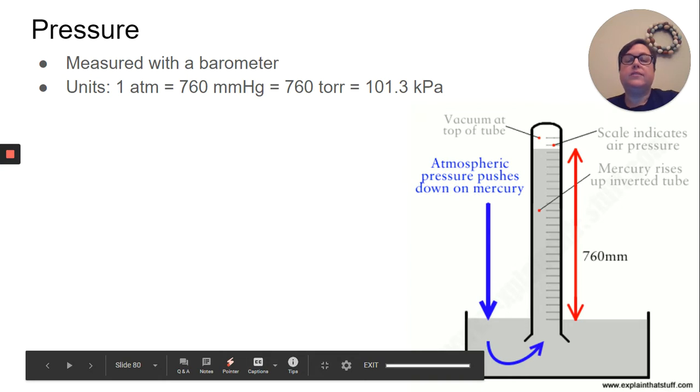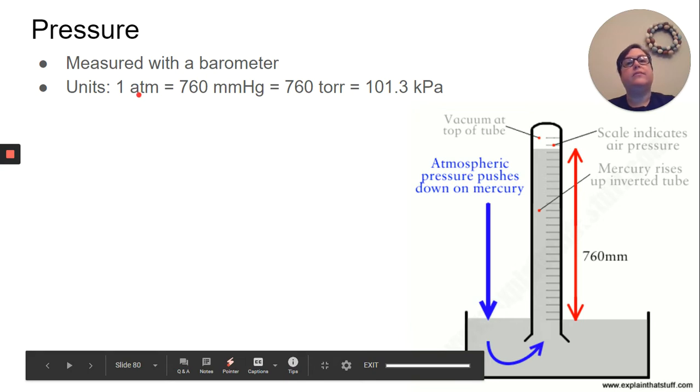There are 4 different units of pressure that you have to be aware of. The first one is ATM. ATM stands for atmospheric or atmospheres. If we were to take our barometer down to sea level, the measurement of the mercury would be 760. So that's the second unit, 760 millimeters of mercury. Now we call that 1 ATM.